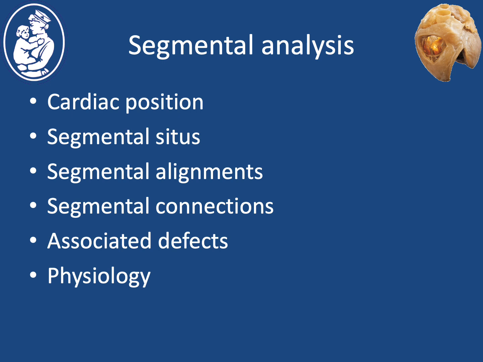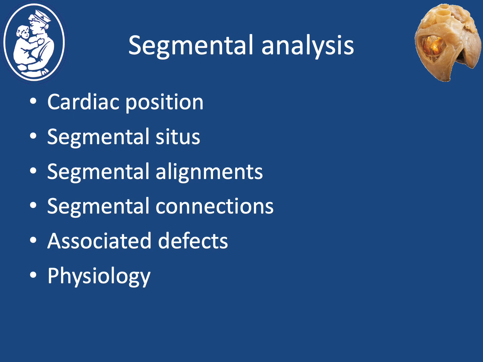The method for analyzing the heart that we use is called the segmental analysis. This is a stepwise method that first determines the cardiac position, where the heart is, either in the body or outside the body. Once that's determined, we think of the heart as basic segments and figure out the situs or organization or chirality of each of these segments. Then we're interested to know how the segments are aligned with each other, what segment drains into what. For example, normally the left ventricle drains to the aorta.